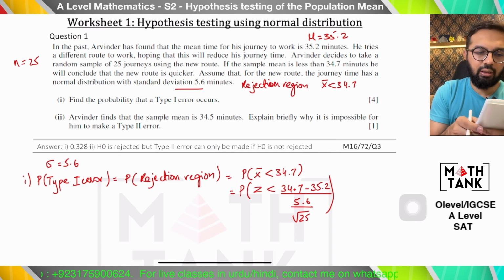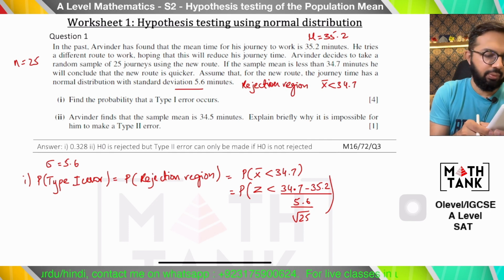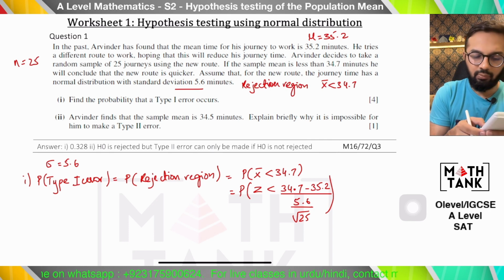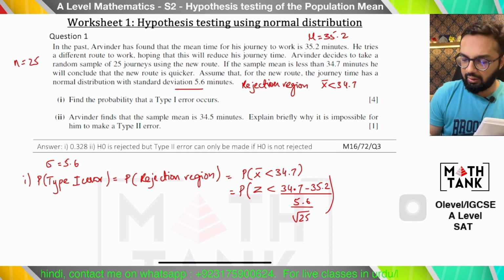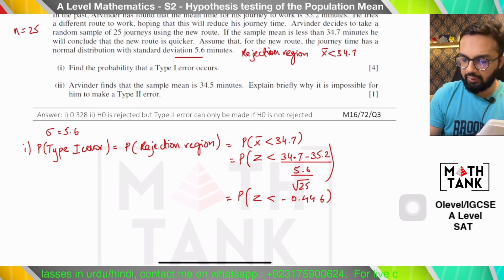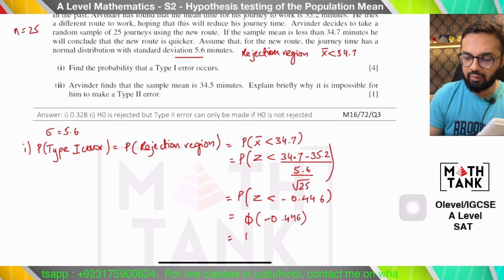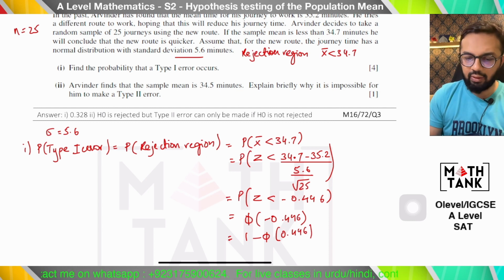Okay, let's see what I get. 34.7 minus 35.2, over 5.6 by 5. I get probability of z less than minus 0.446. So this becomes 1 minus phi of 0.446. I can use my calculator to find out phi.